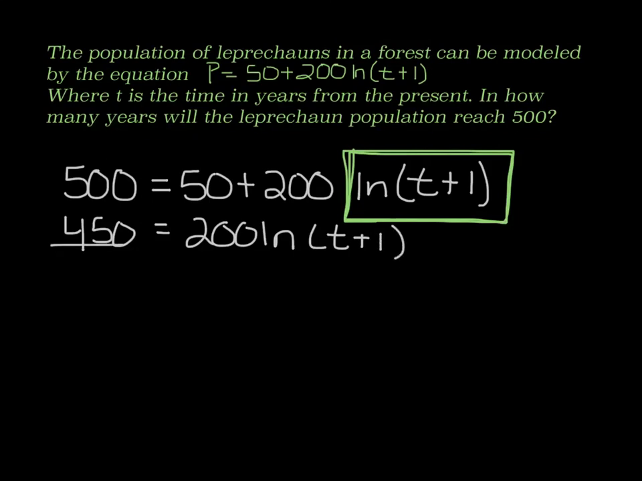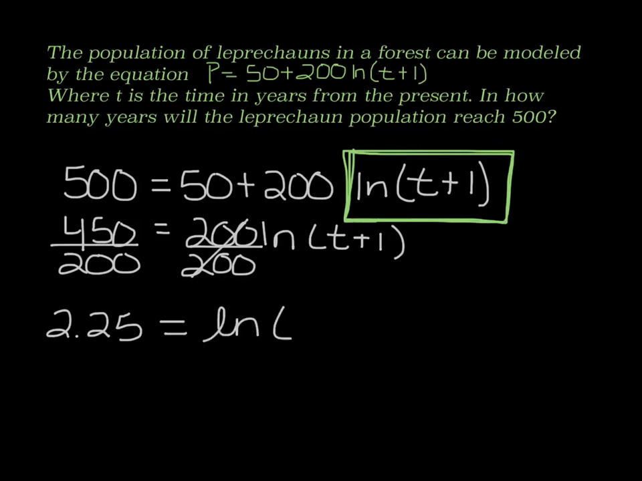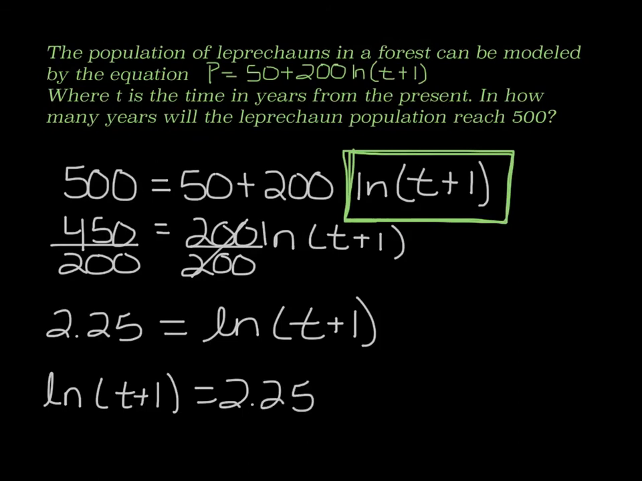And then I'm going to divide both sides by 200. And 450 divided by 200 is 2.25. So 2.25 equals the natural log of t plus 1. So now our natural log is isolated. Write it first. ln t plus 1 equals 2.25. And if it helps, put the little e there so you can know what the base is. And we're going to say e raised to the 2.25 power equals t plus 1.